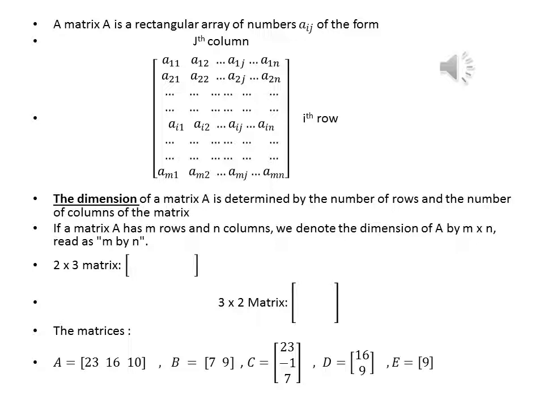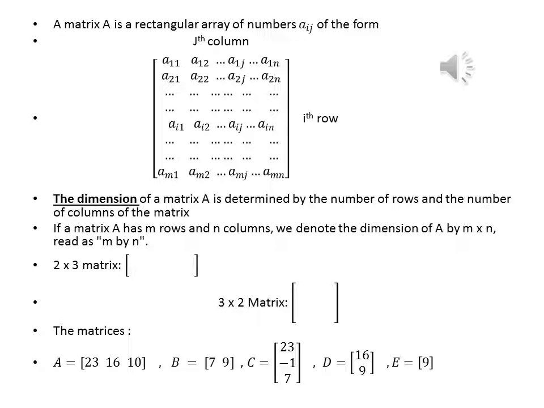With numbers here: if matrix A equals 23, 16, 10, with a space between each element, what is the dimension of this A? How many rows? 1. How many columns? 3. So A is 1 cross 3. For matrix B, how many elements here in a row? Only one row. What is the number of columns? 1, 2. So matrix B is 1 cross 2.